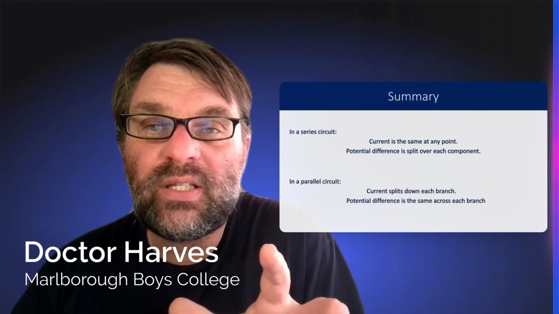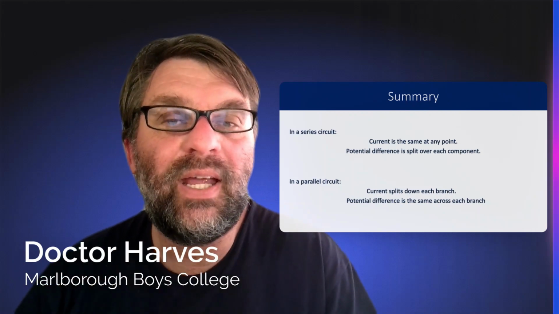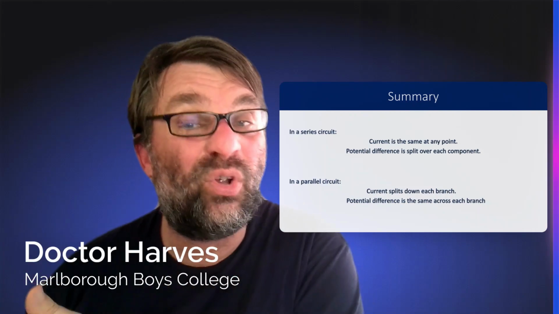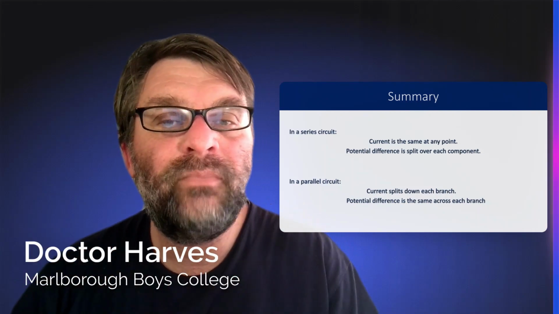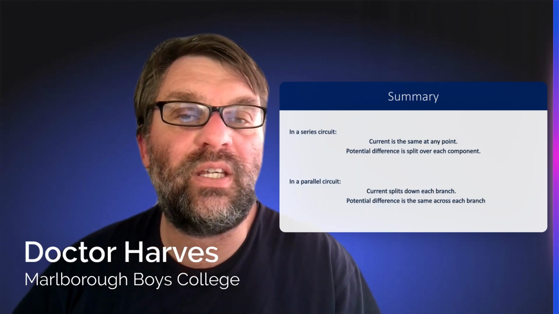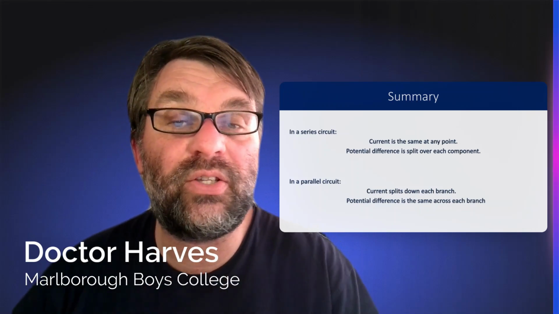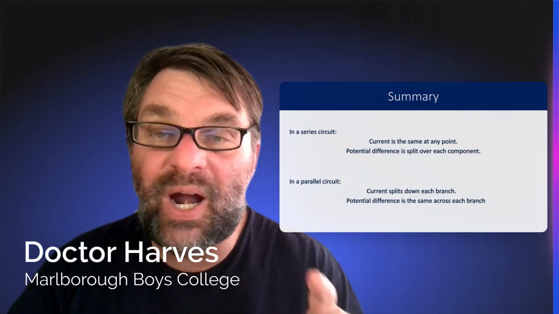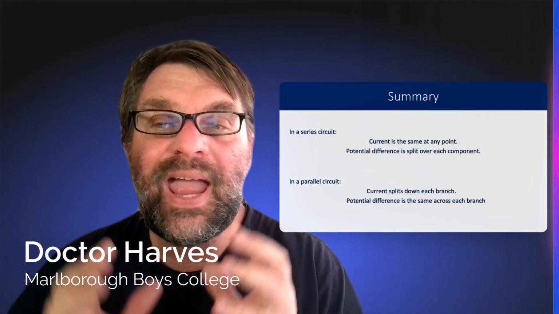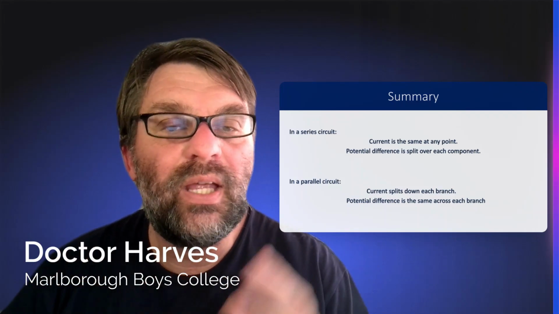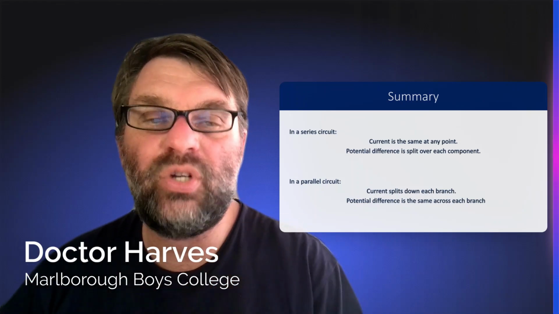So in terms of circuits, in a series circuit, which we've looked at, the current is the same at any point. We've learnt that yesterday in the last lesson. And the electrical potential difference is split over each component. Okay, and in parallel circuits, the current is split down each branch. Again, we learnt that in the previous lesson. And the potential difference, or the voltage, is the same across each branch.